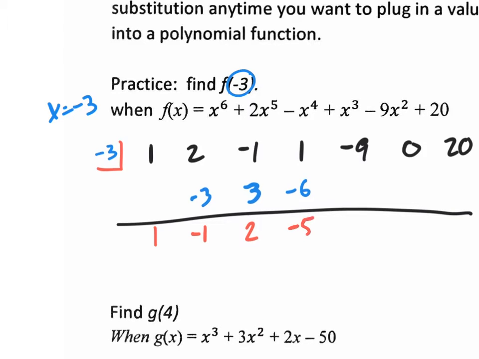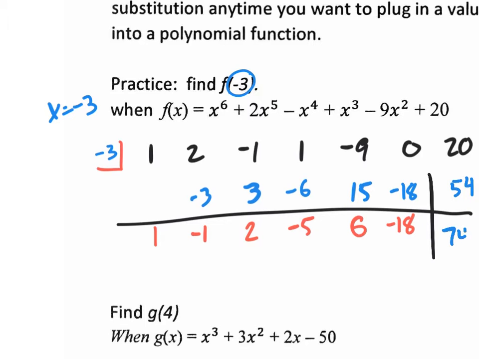-5. And how about -3 times -5? 15. And how about -9 and +15? 6. And how about -3 times 6? -18. And how about 0 and -18? -18. And last but not least, -3 times -18, that's a big one. What's that going to be? 54? 54 is correct. Plus 20, which means that our answer will be 74.